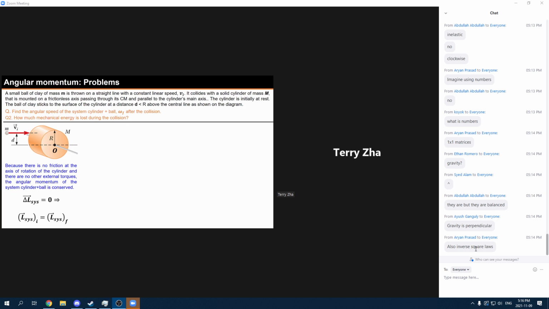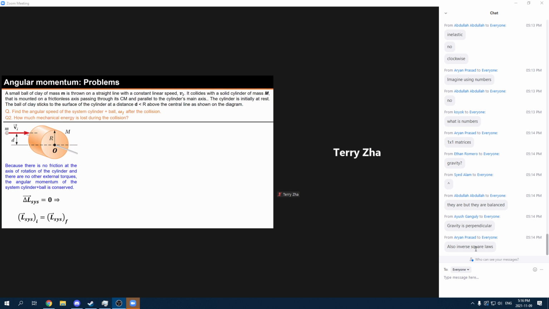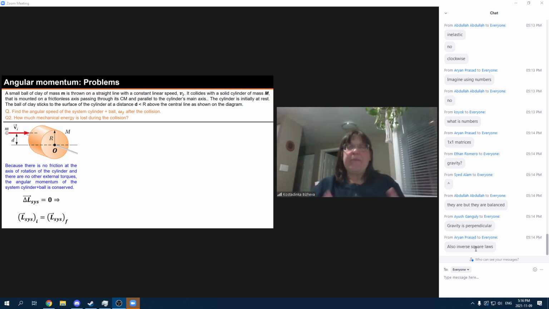Can't you convert the linear momentum of the small ball into an angular momentum with respect to the origin of the axis on the cylinder? So you're saying with respect to point O here, yes? Yes. Excellent. That's an excellent suggestion, right?